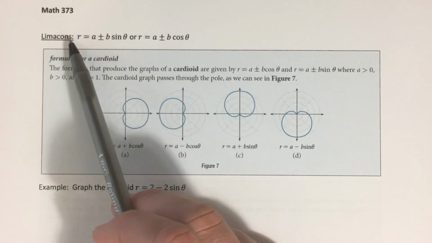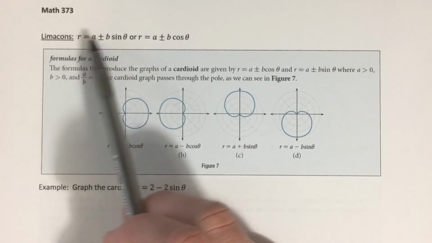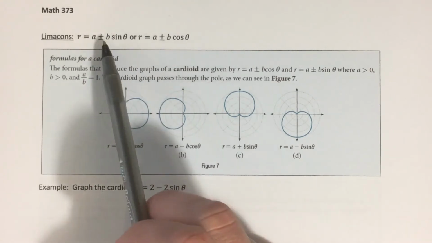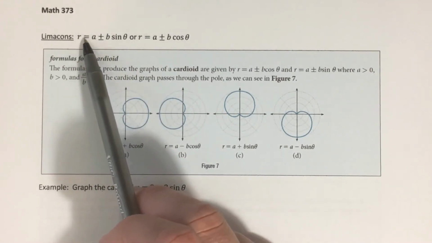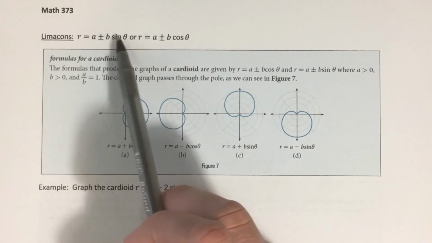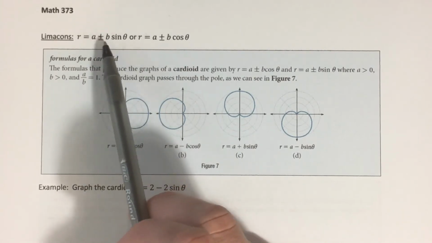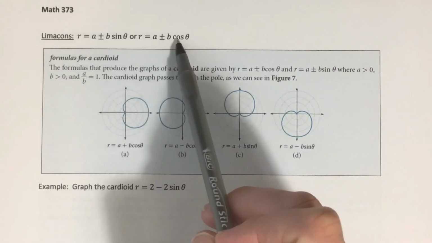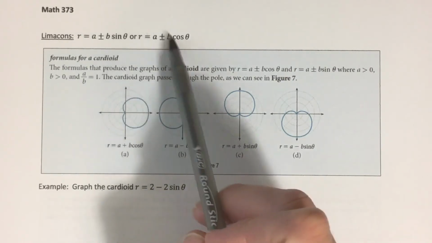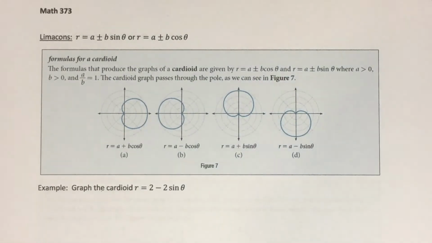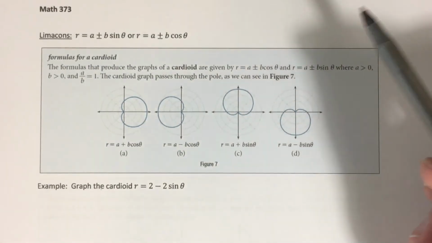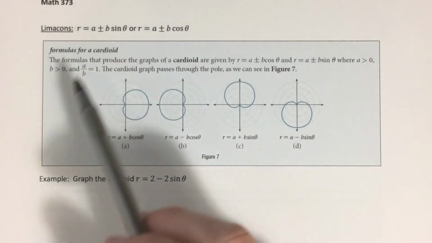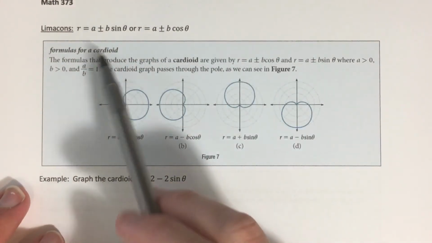But you know that you're looking at a Limaçon if you have a graph of one of these types, or an equation of one of these types. It's always going to look like r equals a plus b sine of theta, or minus, so plus or minus could be here, or r equals a plus or minus b cosine of theta. It's going to be one of those two types. Okay, now let's look at the first type of Limaçon.